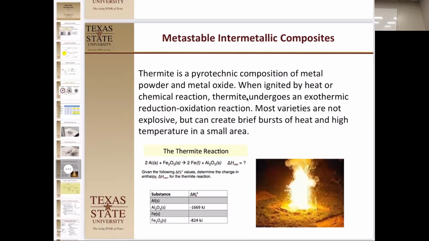In fact, I'll show you a slide. I can burn any metal. Just let me get it small enough. I can burn it. Yeah, so there. I can burn any metal.